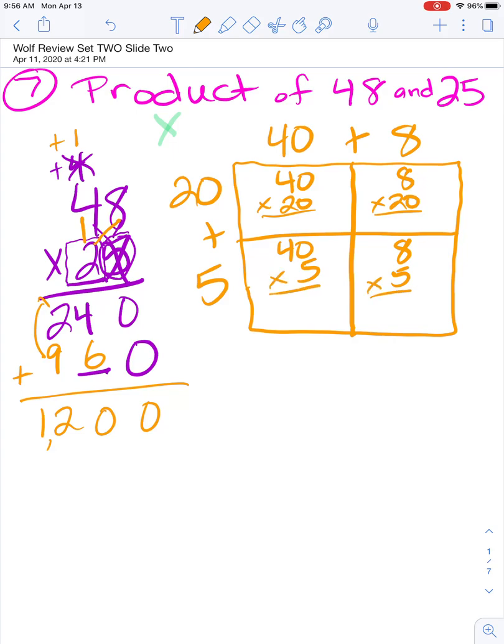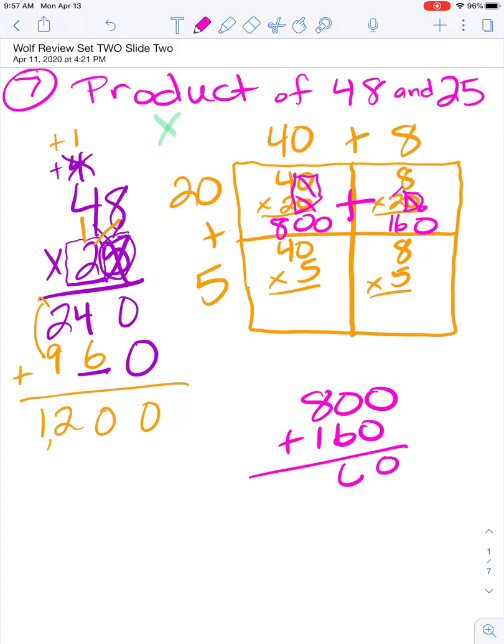Okay, I have 2 zeros. Change color back. Having fun with that today. Box them, cross them, bring them down. And 4 times 2 is 8. I have 1 0. Box it, cross it, bring it down. 2 times 8, 16. When I add those two partial products, 800 plus 160, I get 960, which is a partial product up there.